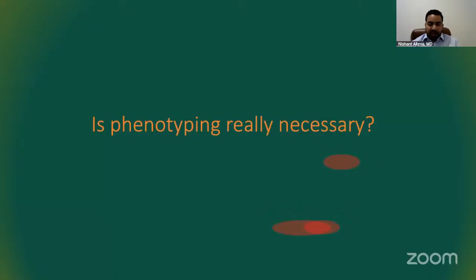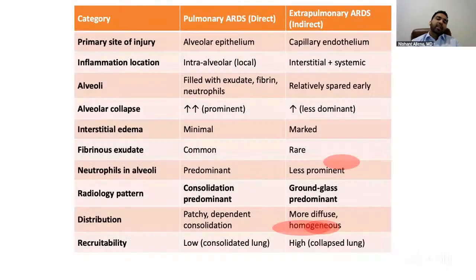So is phenotyping really necessary? Why is it that we need to know what sort of ARDS it is, and why is every ARDS not the same? If you look at this slide, I have the differences between pulmonary ARDS and extrapulmonary ARDS. Pulmonary ARDS is a direct injury to the alveolar epithelium, whereas with extrapulmonary ARDS, you have injury to the capillary endothelium.